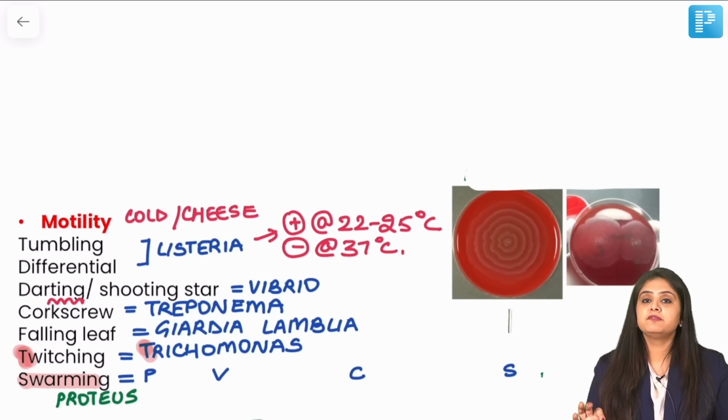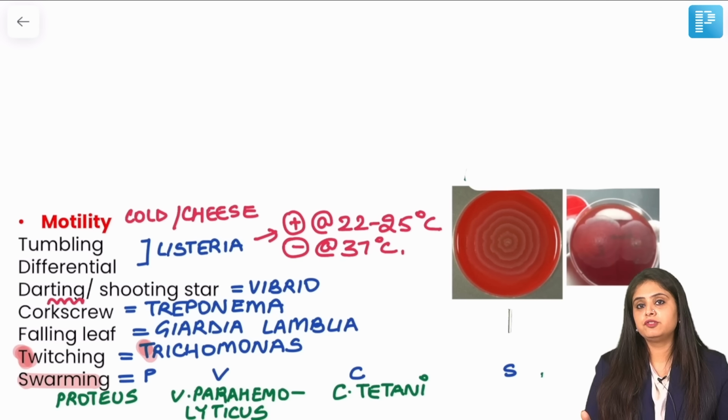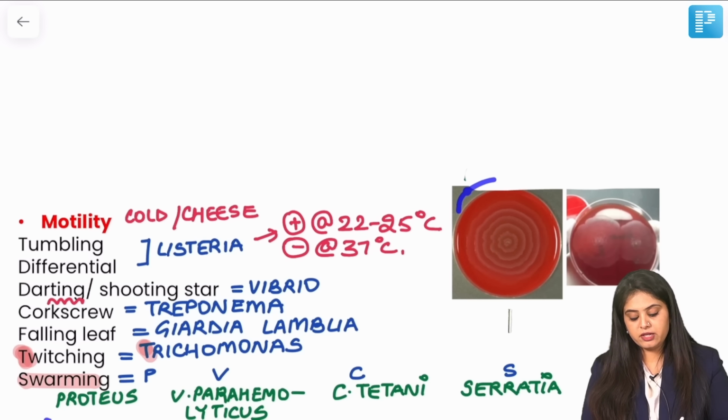The first and the most famous is Proteus. Then V for Vibrio parahemolyticus. C for which Clostridium? You know, Clostridium tetani. And lastly for Serratia. So any of these four can show swarming motility.